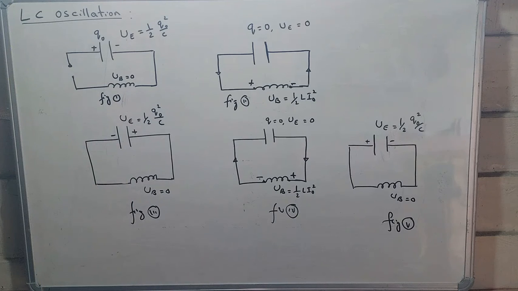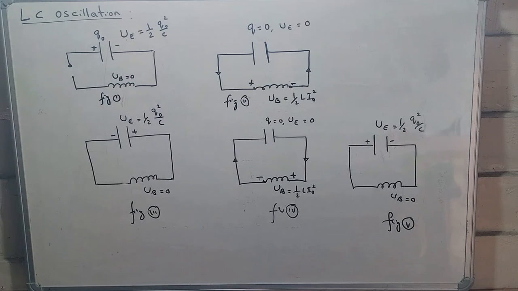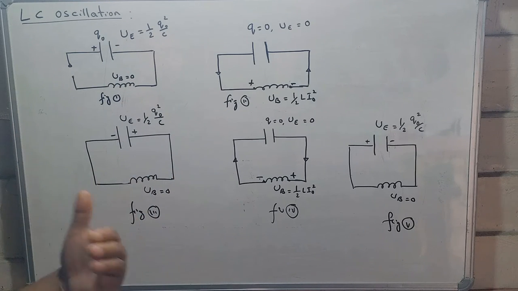All right. Not only the charge, even the energy is also fluctuating, or I can say it is oscillating back and forth between the capacitor and the inductor. So this process of oscillating of charge or electric energy, or simply energy, between the inductor and the capacitor is known as LC oscillation.